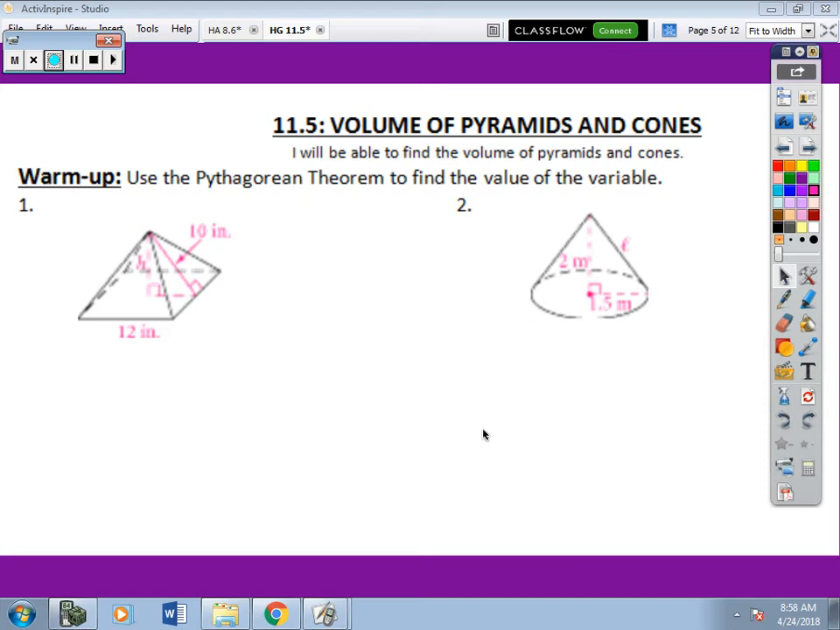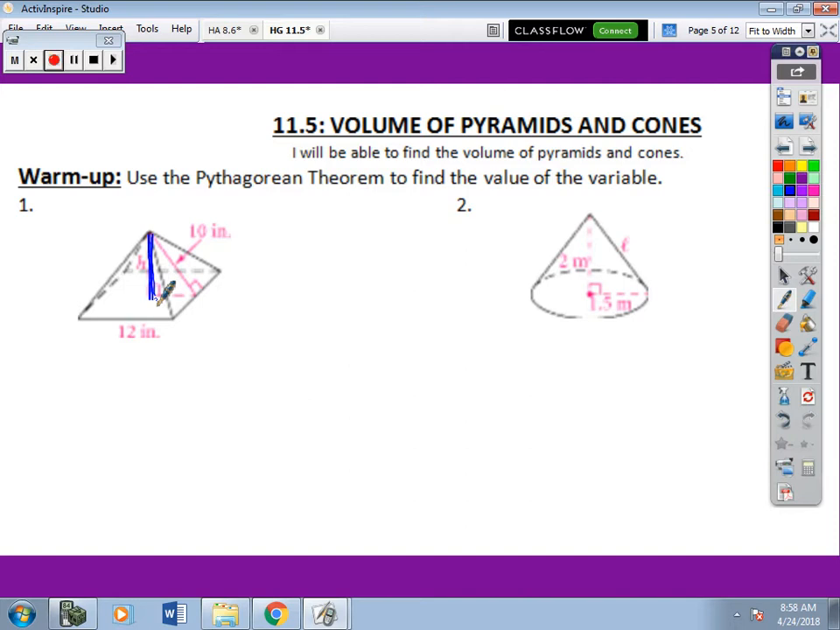Alright, so the warm-up process just to find the missing length or height using the Pythagorean theorem. So what would the value of the height of this square pyramid be? You know your triples, it should be really fast.